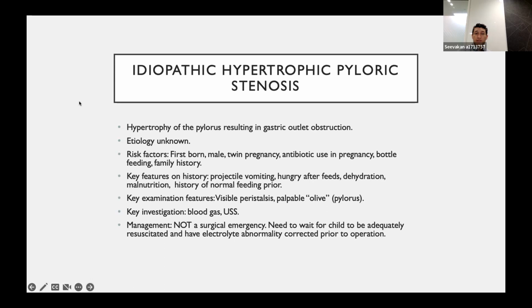The other key features are that they're going to be dehydrated, and sometimes malnourished, depending on how long they've been going before they get to you. What we didn't put in there is the age range for pyloric stenosis, and this is not an absolute, but it's usually between about 3 to 6 weeks of age. So if they're referring me a kid that's 7 days old, I'm going to say this is really unlikely. If they're referring me a kid that's 6 months old, I'm going to say this is really unlikely. So it's that 3 to 6 week age range.